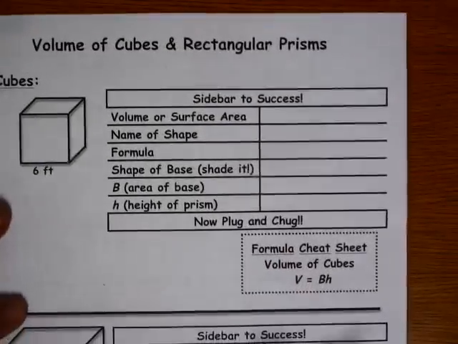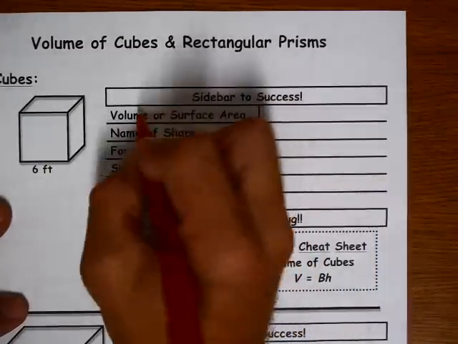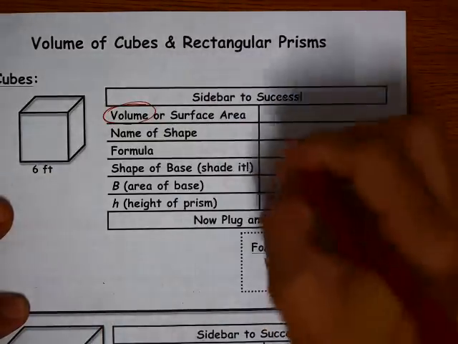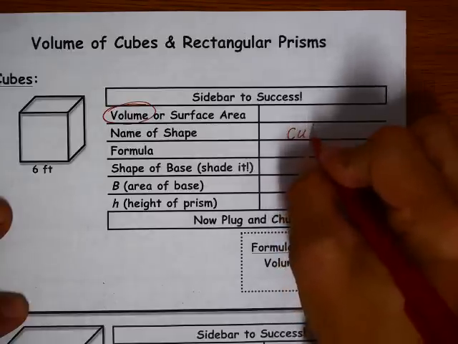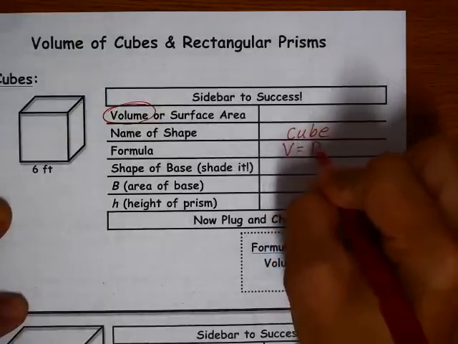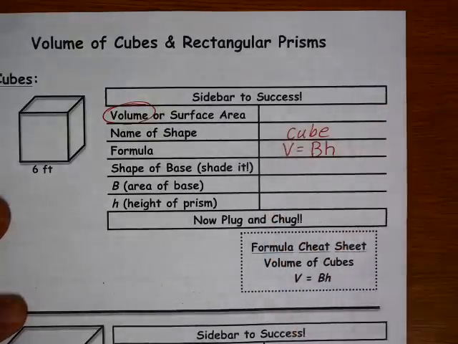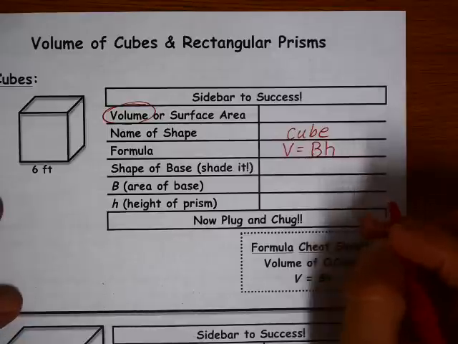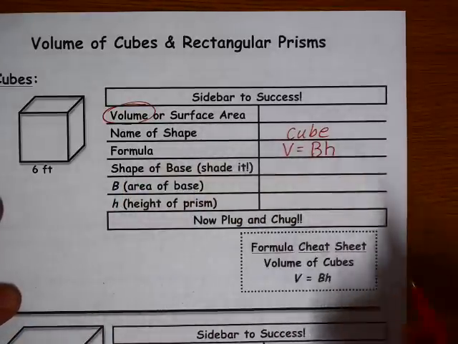Now again, we're doing volume for this question. Okay, the name of the shape is a cube. The formula we just talked about, volume equals big B times H. Okay. Now it says the shape of the base. This is always a good thing to do.